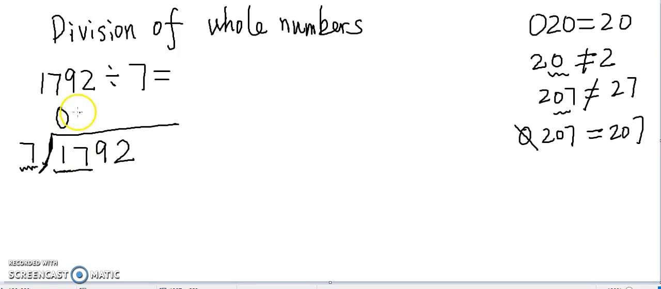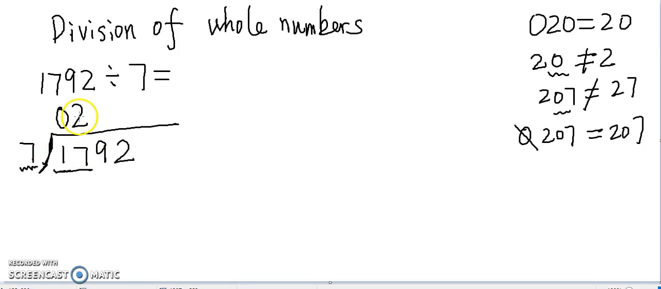How many times? Let's try: 1 7 is 7, 2 7s is 14, 3 7s you get 21. That's bigger than 17, so you don't want a number bigger than 17. So let's put 2 here. You have 17 and you want to check how many times 7 goes into 17 at most. It doesn't have to be exactly 17, as long as you don't go over it, and that will be fine.